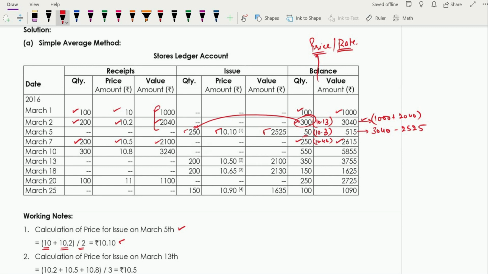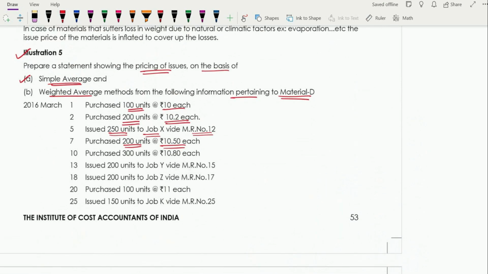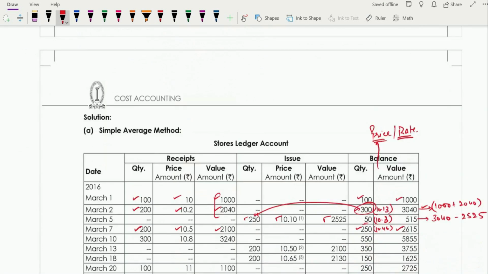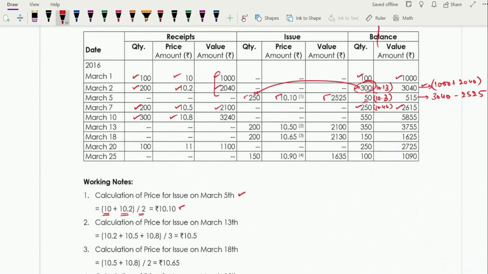Okay. Now, next, on 7th we are done. On 10th we say purchased 300 units at the rate of 10.80. So the next is 300 units at 10.8, total value 3240. Now 250 plus 300, 550 units. And what is the value? 2615 plus further purchase, that is 3240, that comes to 5855. And what will be the per unit rate? 5855 divided by 550, that will be 10.65.